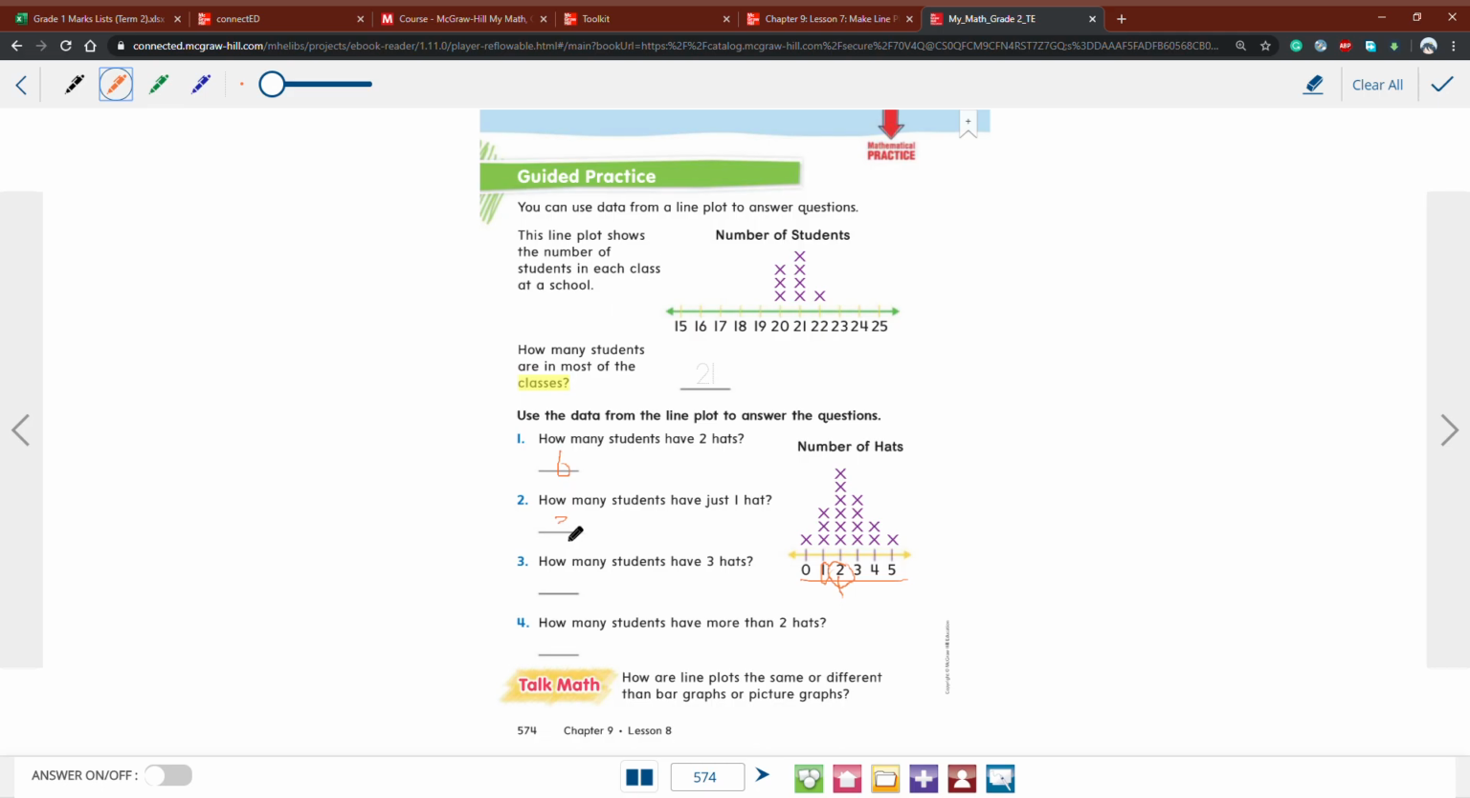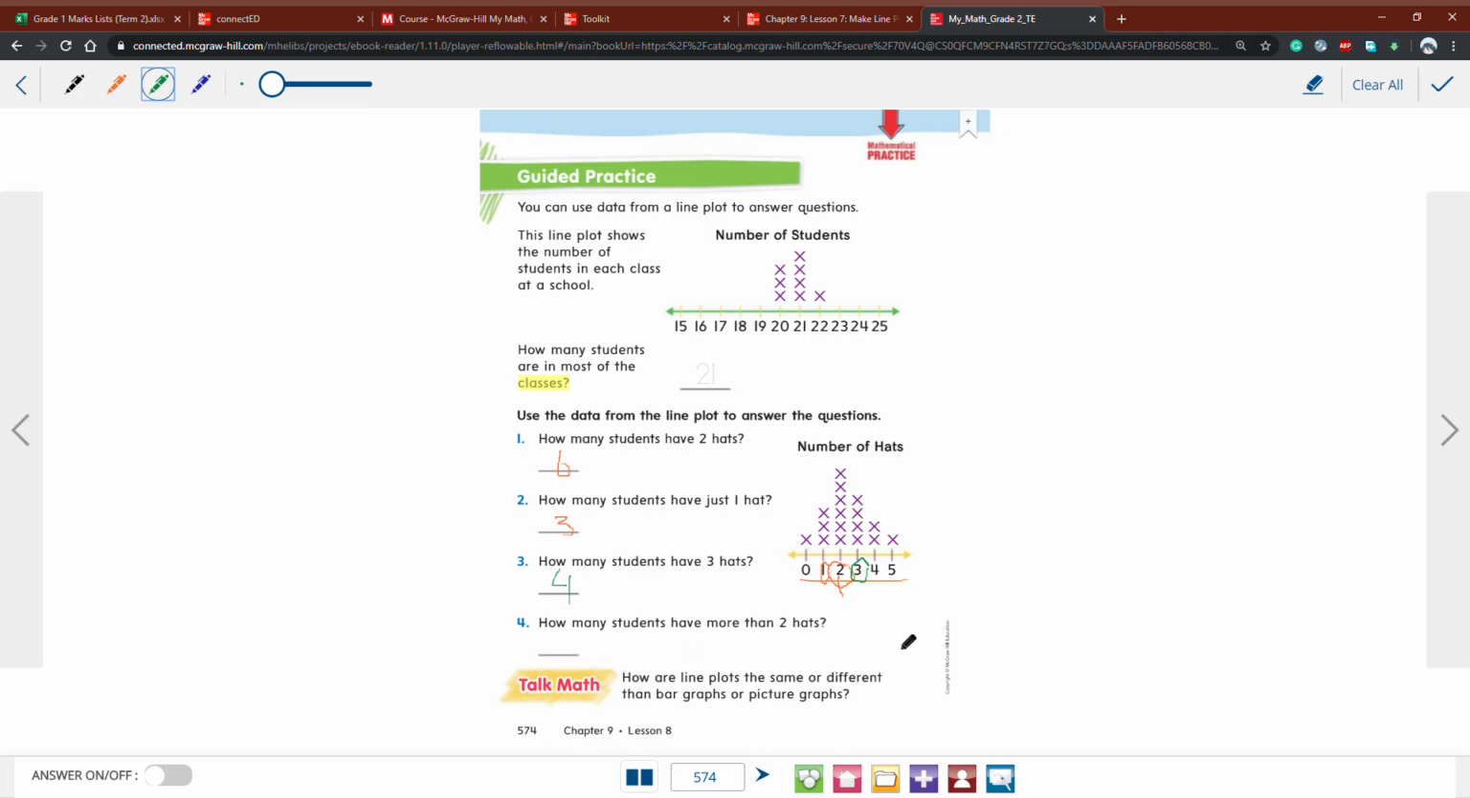So 3 students. How many students have 3 hats? Where is 3 hats? Let's take another color. This is a 3. How many students have 3? 1, 2, 3, 4. 4 students. Yeah. Now, how many students have more than 2 hats?